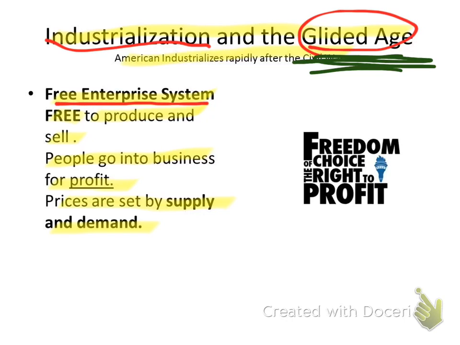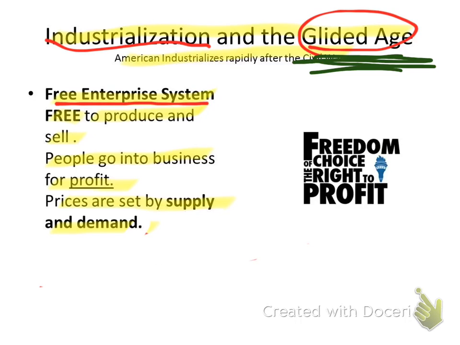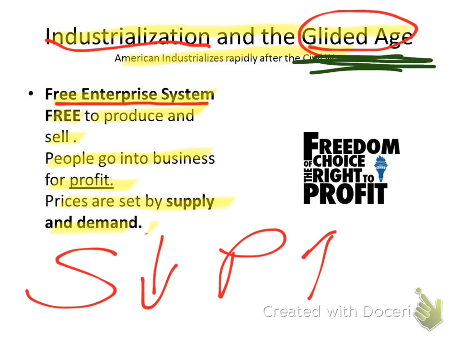I'm going to try a quick illustration. If supply goes up, prices tend to fall. The more there is of a good to be purchased, the prices tend to fall. Okay, let's move on to something else. If supply falls, prices tend to rise.